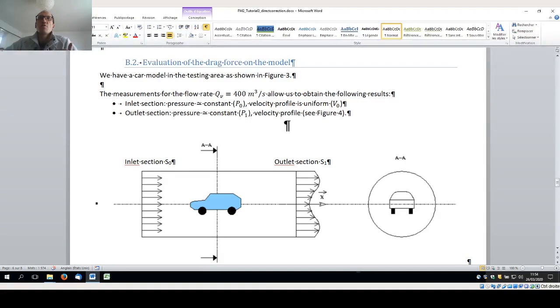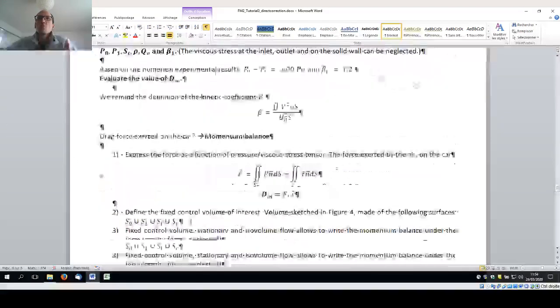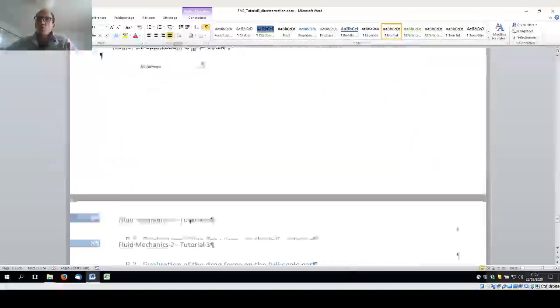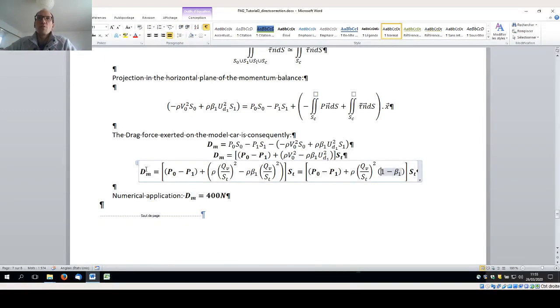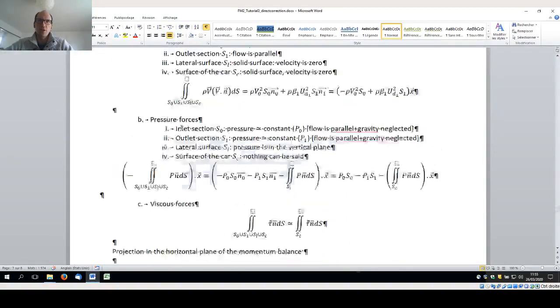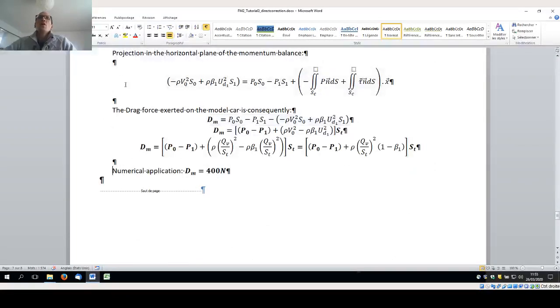So I think after there is a last question, you can think about it at home. If you have any question, you can ask me by email for sure, but it should be straightforward, just how to go from model scale to full scale for the force. But the main objective here was for you to manipulate a bit the momentum balance, and a bit of reminding about the generalized Bernoulli's equation. So I think that's quite okay for me.